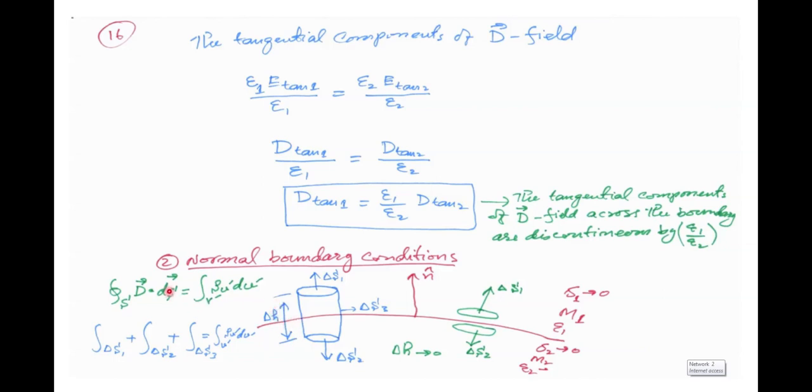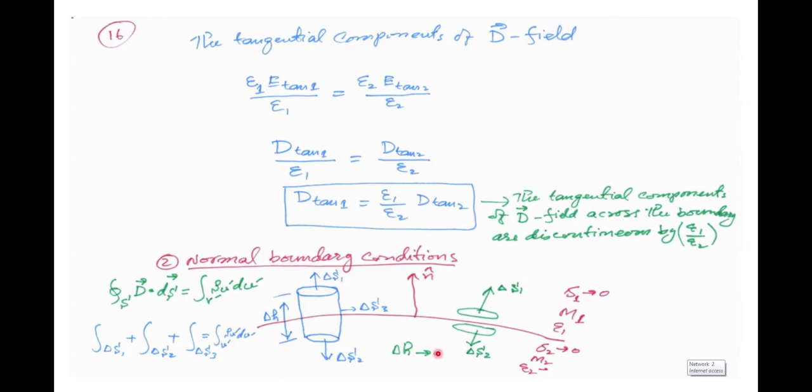So we can split the left side of this relation into three parts. That is, the surface integration over the cross-sectional areas of the cylinder in material 1 and material 2, and the integration over the cylindrical surface. But we are actually interested in the field component at the interface. So for that purpose, we want to let delta H tend to 0.